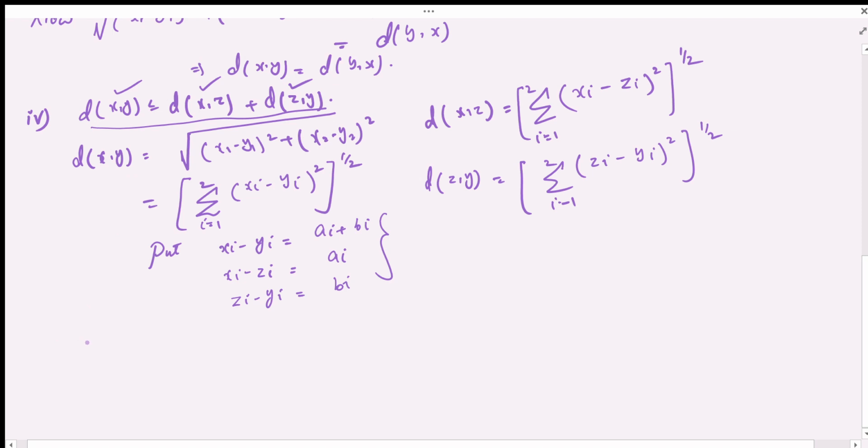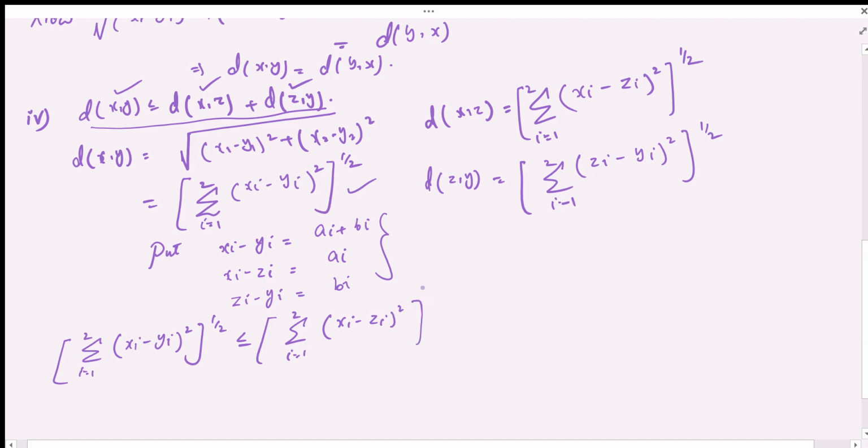Instead of d(x, y), I can write directly the summation, i equal to 1 to 2, of (xi minus yi) whole square, power 1 over 2, and that is less or equal to d(x, z), and that d(x, z) is equal to the summation, i equal to 1 to 2, of (xi minus zi) whole square, and power 1 over 2.